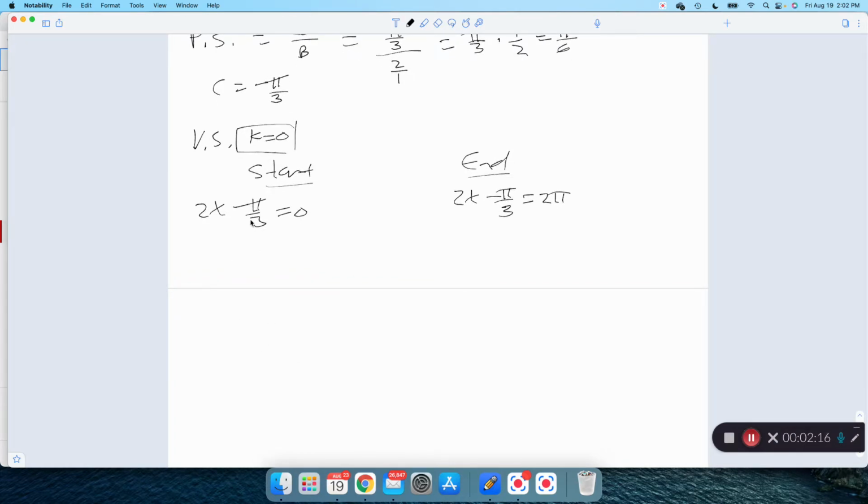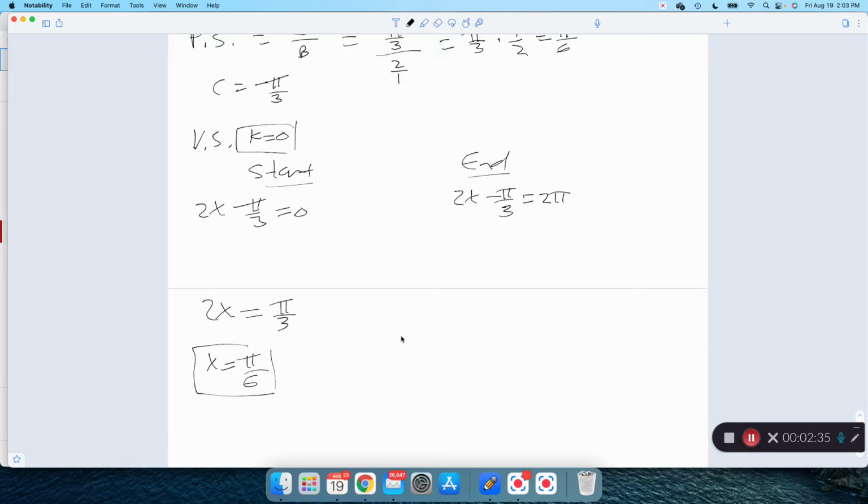Okay, this one's going to be easy. Move the pi over 3 over. We'll get 2x equals pi over 3. Divide both sides by 2. And we're going to get x is pi over 6. That 2 is going to come down and multiply the 3.